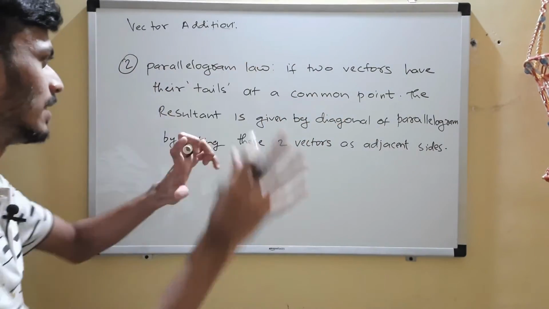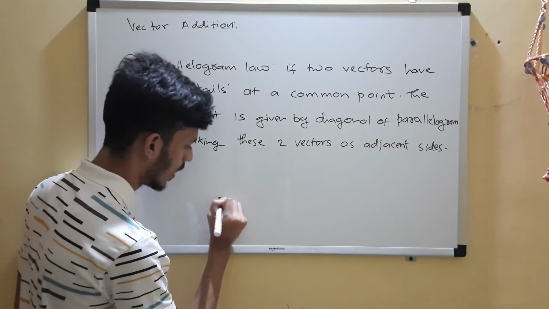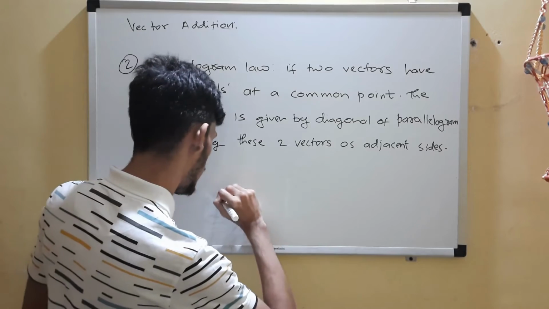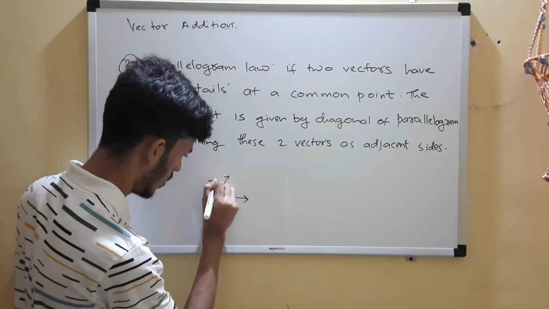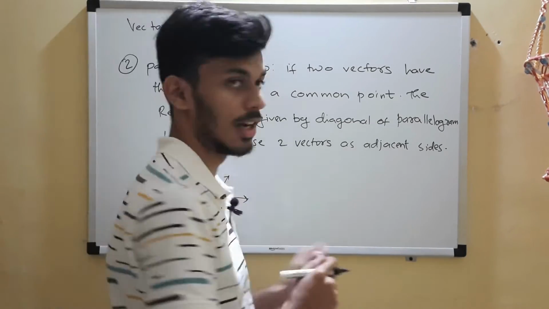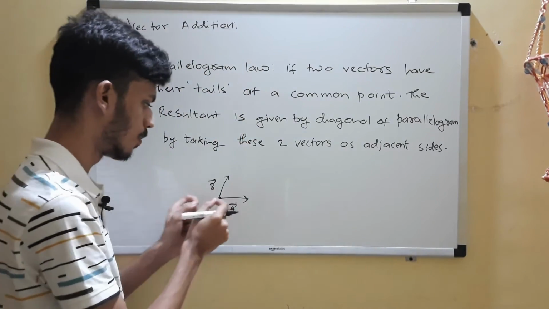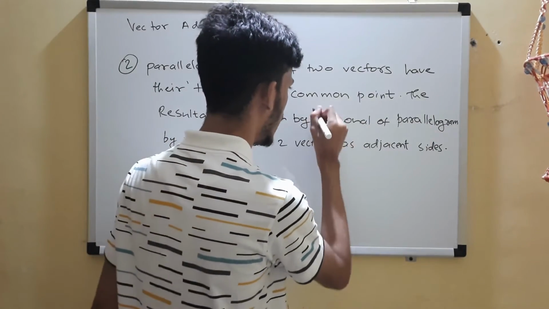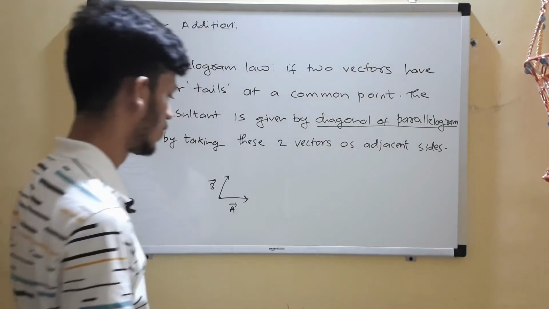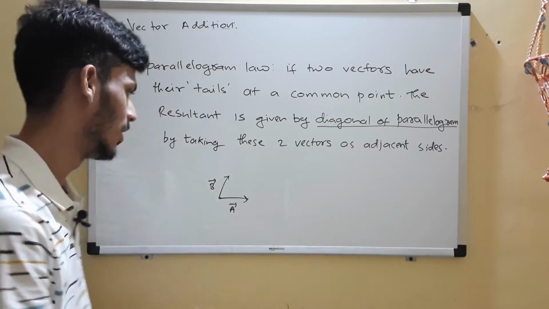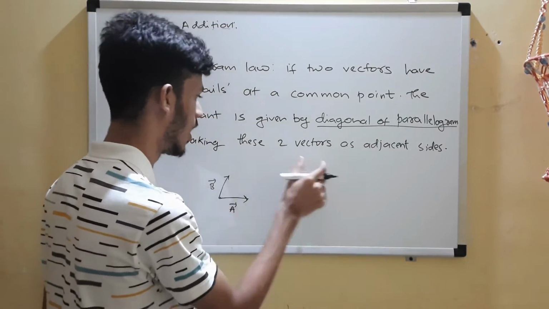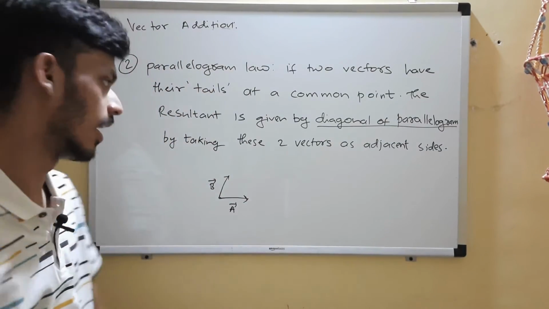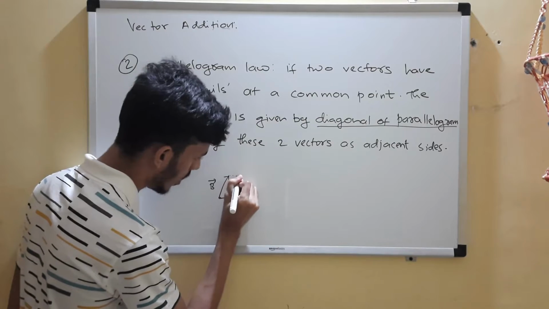Okay, so let's take the simple condition. Two vectors have their tails at a common point. So this is vector A and suppose this is vector B, with their tails at the common point. Easy. Now the resultant will be given by the diagonal of the parallelogram. So where is the parallelogram? You have to complete it. These two vectors are the adjacent sides.